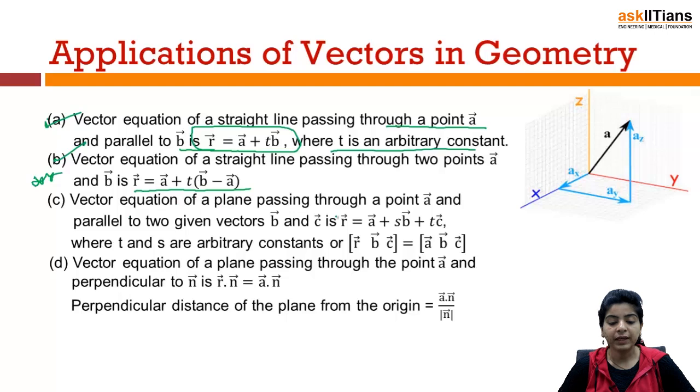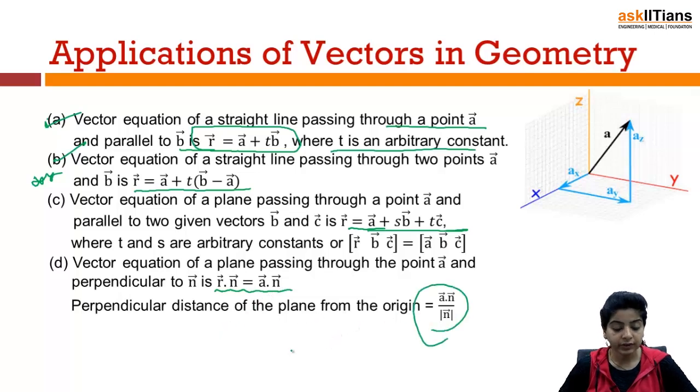Vector equation of a plane passing through a point A and parallel to two given vectors B and C is R equal to A plus SB plus TC, where T and S are arbitrary constants, or [R B C] is equal to [A B C]. Vector equation of a plane passing through the point A and perpendicular to n is R dot n equal to A dot n, and the perpendicular distance of the plane from origin is A dot n by magnitude of the vector n.